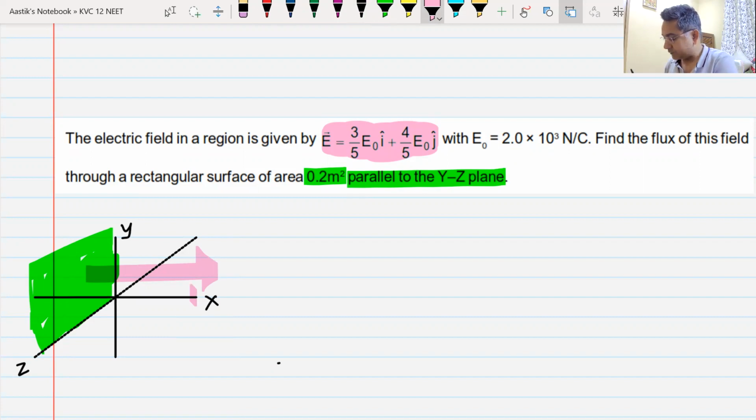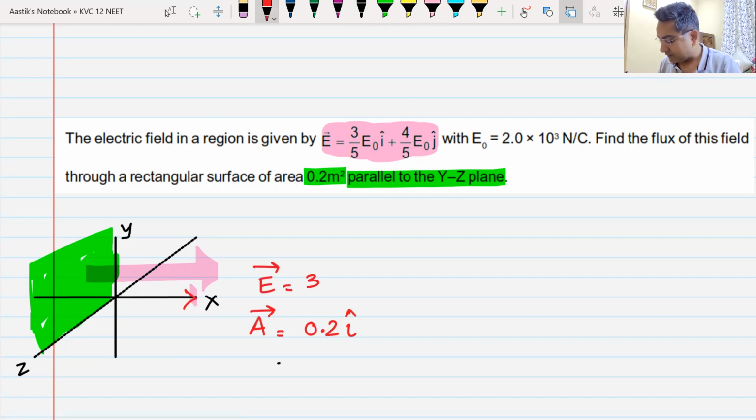Okay, I think that is correct. Your electric field is already given. If you write the area vector in vector form, it will be 0.2 into i. Do we understand this? Yes, sir. That is the only thing you have to understand.